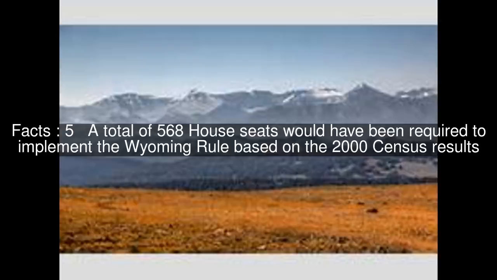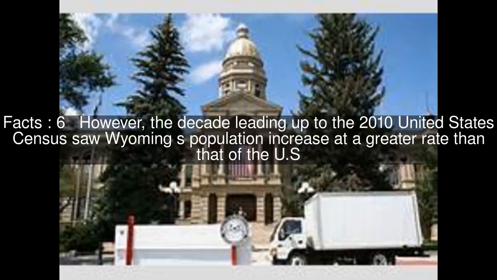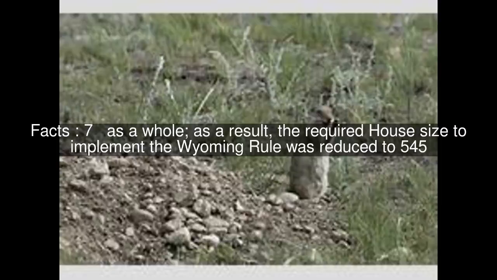A total of 568 House seats would have been required to implement the Wyoming rule based on the 2000 census results. However, the decade leading up to the 2010 United States Census saw Wyoming's population increase at a greater rate than that of the U.S. as a whole. As a result, the required House size to implement the Wyoming rule was reduced to 545.